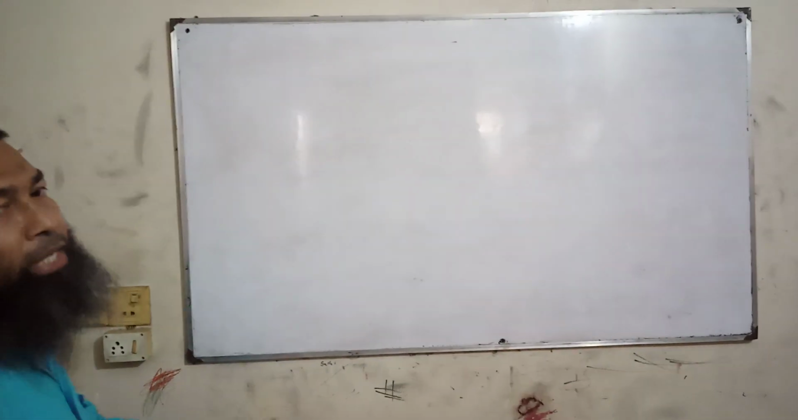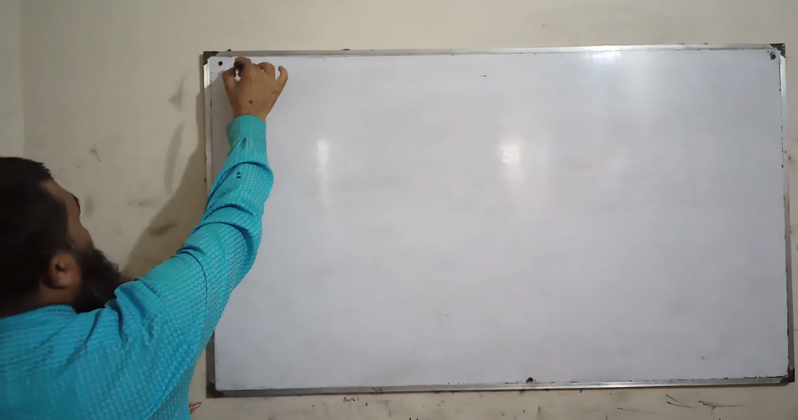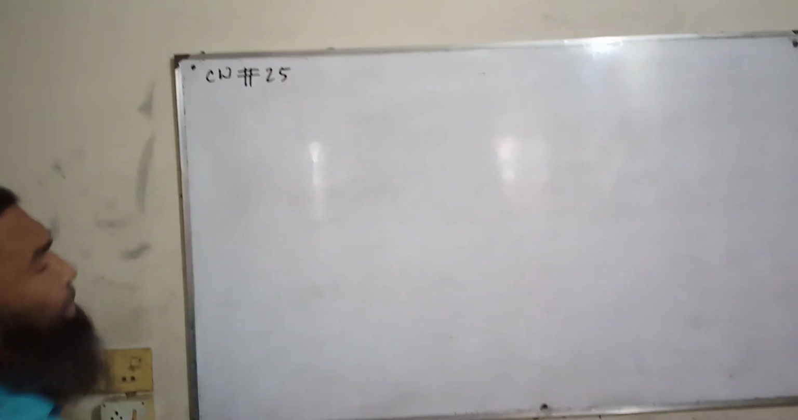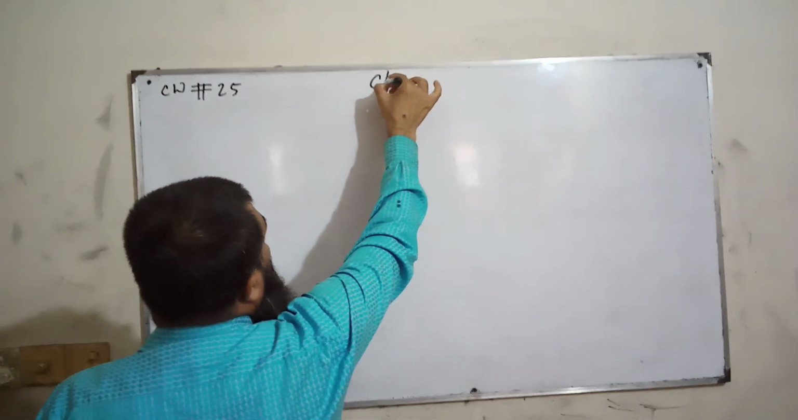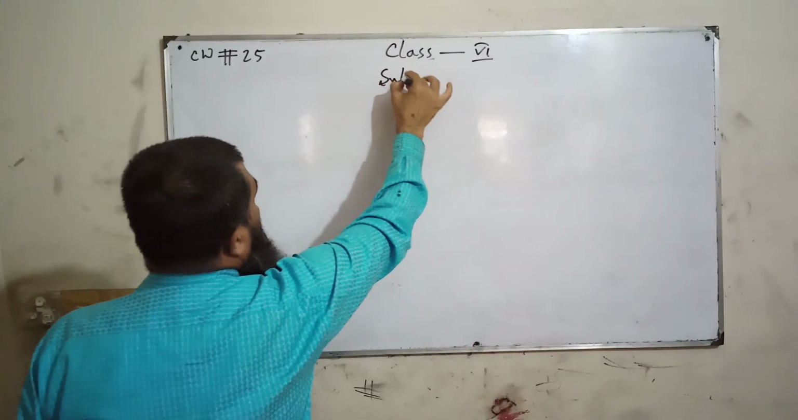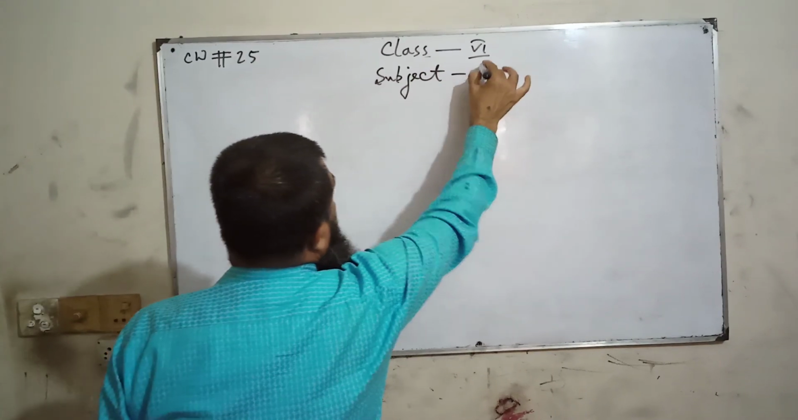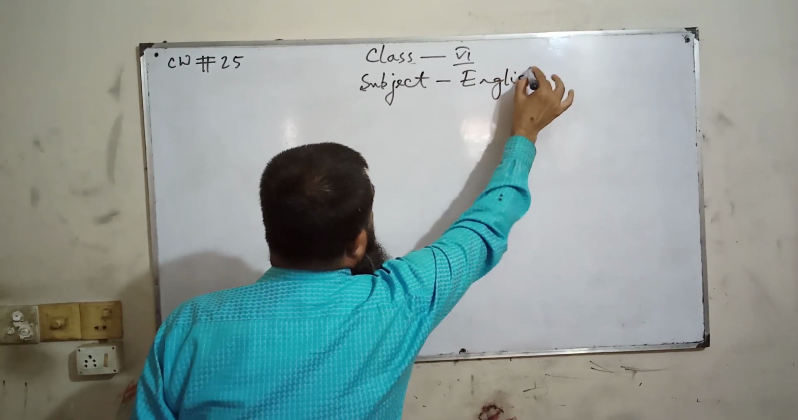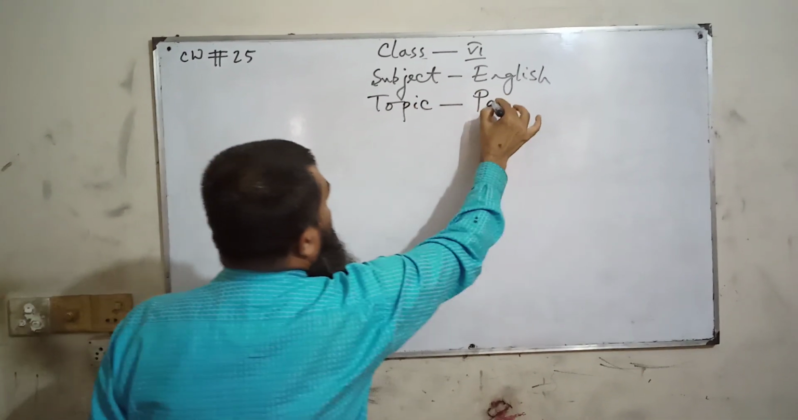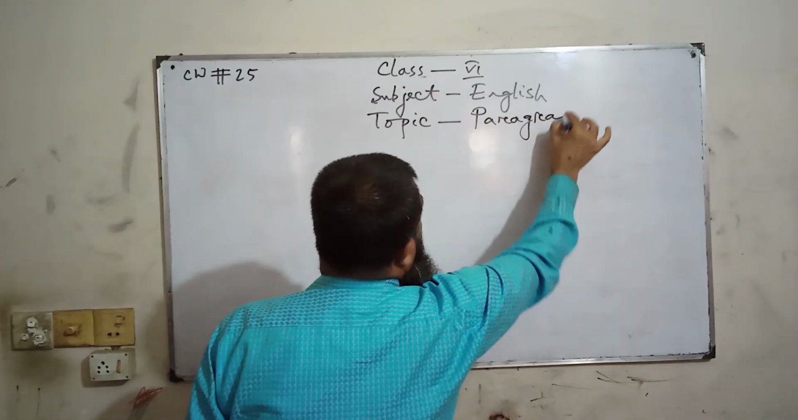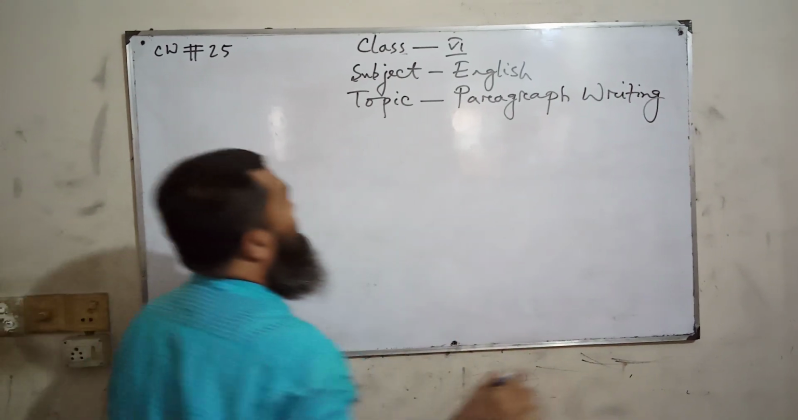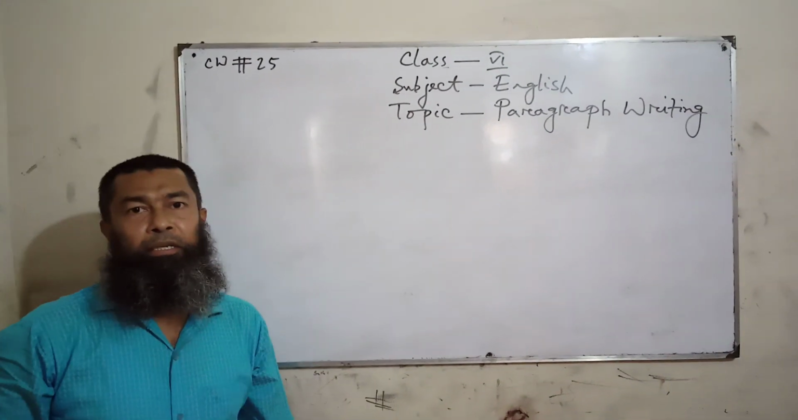And you will be writing in your classwork copy. Classwork number 25 plus 6. Subject: English. Topic: Paragraph writing. Okay, so our today's topic is paragraph writing.